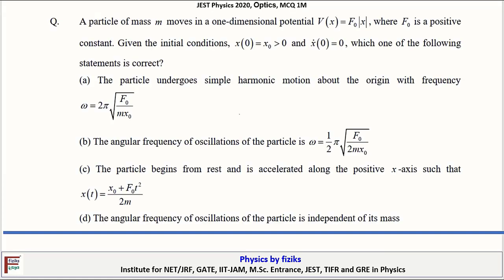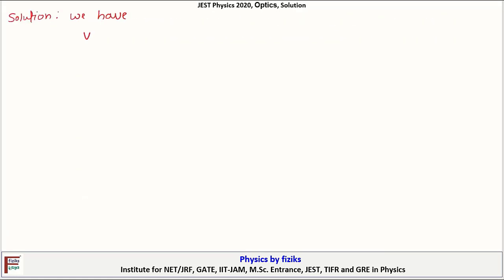Solution. We have from the problem V(x) equals F0 mod of x, which can be written as F0 x for x greater than 0 and minus F0 x for x less than 0.